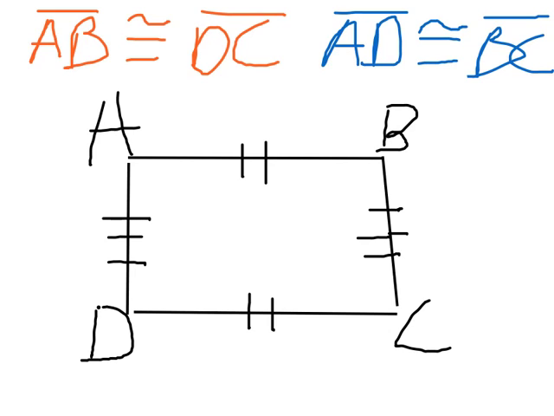So here they are congruent to each other, but not all four are congruent. That's the difference. We have two sets of congruent lines. Only AB and DC would be the same, and only AD and BC would be the same. Alright, on to the last example.